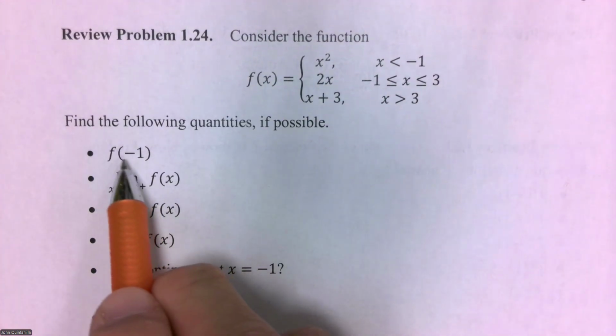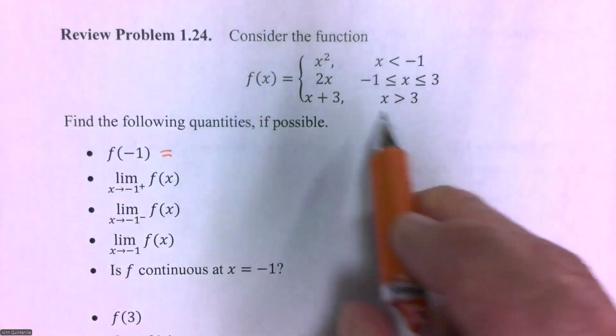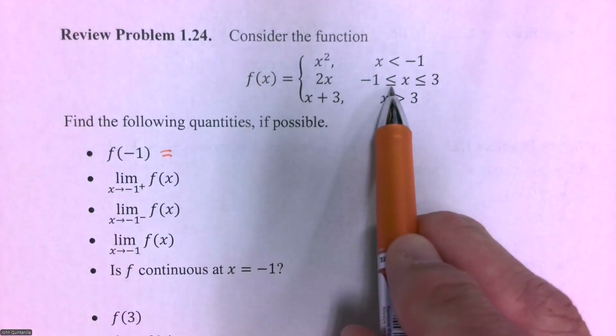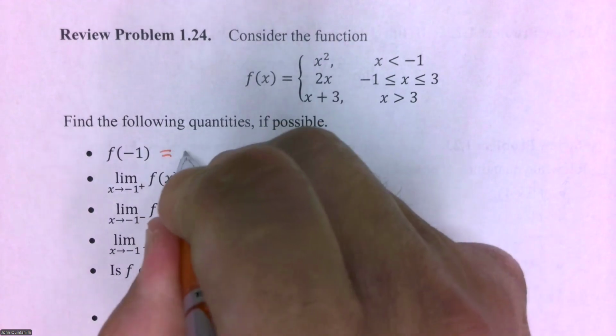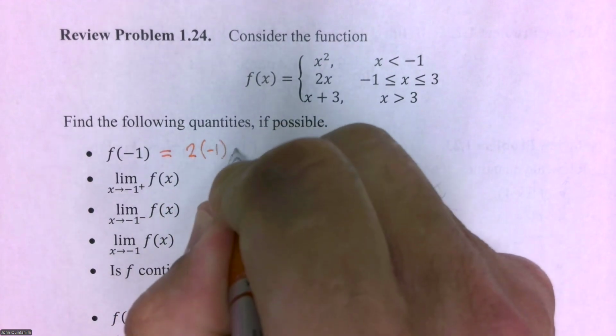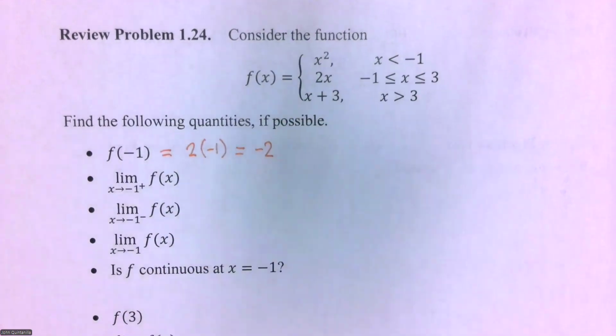f of -1. So f of -1 means I need to use the middle rule here because I see the equal sign here. So that's equal to 2 times -1 using the middle rule. And so that's equal to -2.